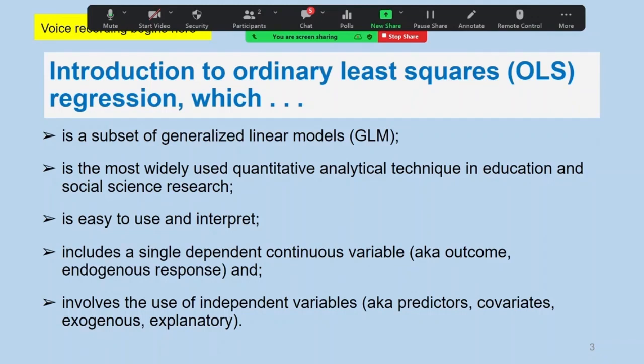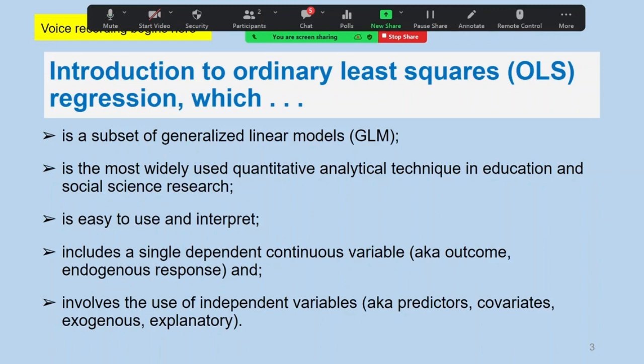So we're going to talk about ordinary least square regression. This is a very important statistical technique because everything that we learn beyond OLS regression, this serves as the foundation, right? This is where it all begins in terms of your analysis of the data. So what is OLS regression?